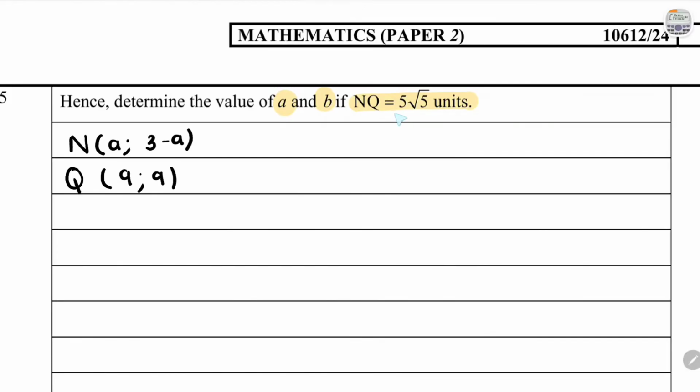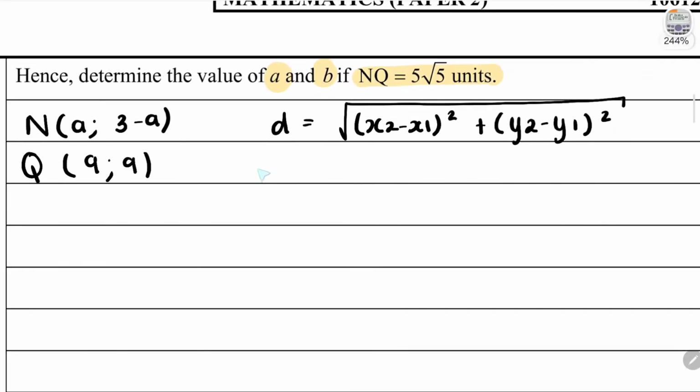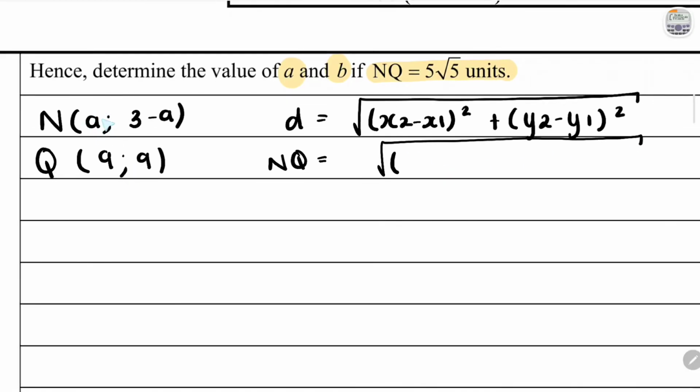And they gave us the length of NQ. So we're going to use the distance formula, the length formula. So NQ is equal to, or the distance of a line, we can just start there. And we put down the distance formula. And we're saying NQ is equal to the square root of, and that's going to be x2 minus x1. But let's try to keep the A's first.